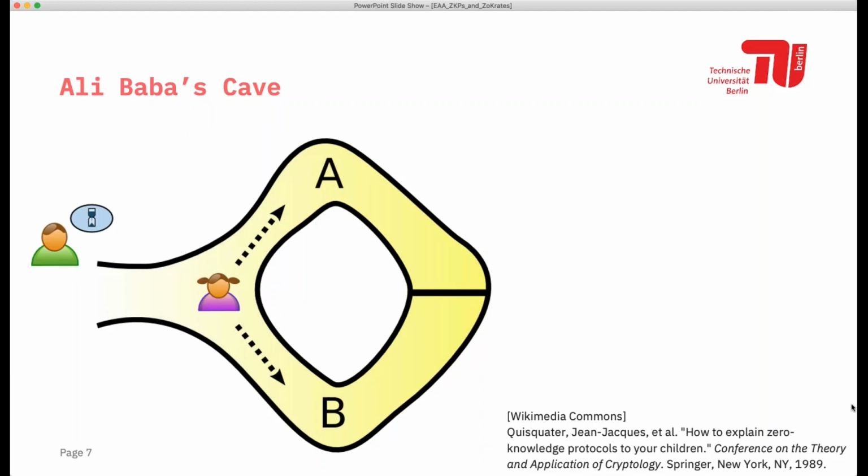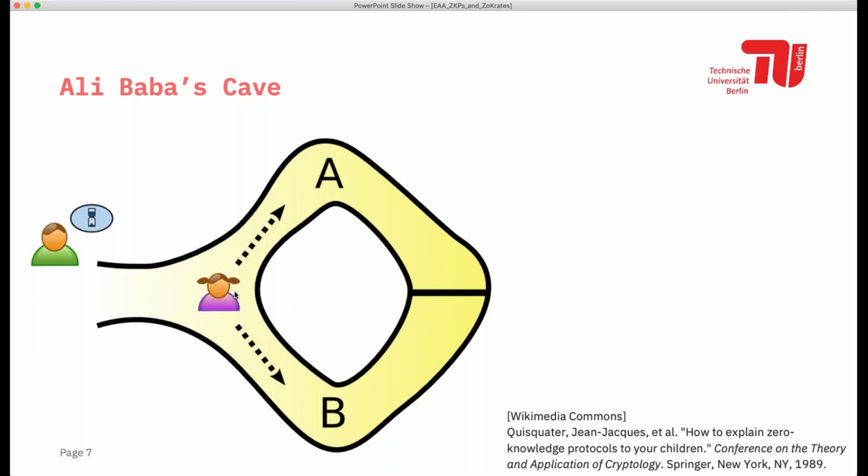And here's probably the most famous example, but I think it's nice because it also covers interactiveness as a property. It's called Alibaba's cave. And here we have Bob and Alice again. Bob is standing outside of the cave, whereas Alice is at the entrance of the cave. And Alice knows the secret how to open the door in the back of the cave. So there's that secret door, and you need to know a secret keyword, and then the door will magically open.